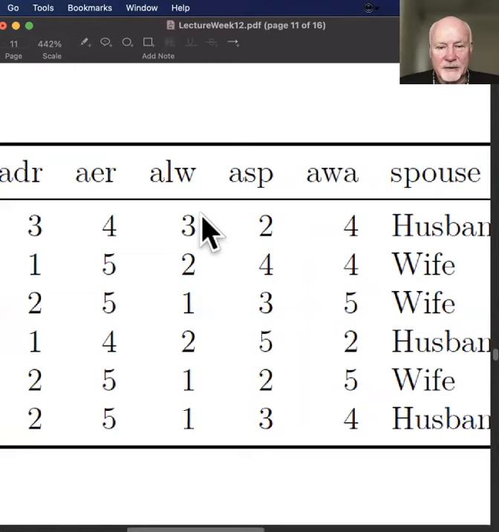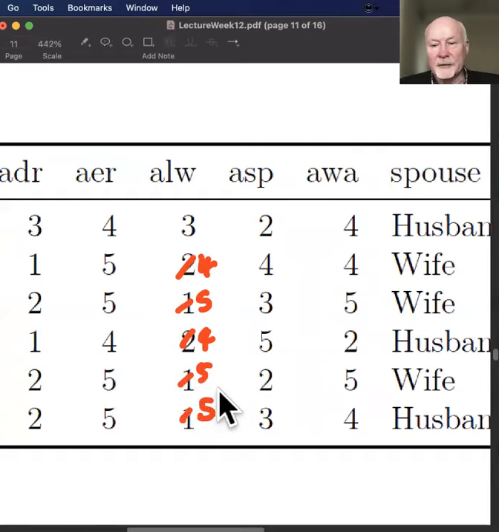So 3 from 6 is 3, so that stays as 3. 2 from 6 is 4, so that becomes 4. 1 from 6 is 5. 2 from 6 is 4. 1 from 6 is 5. 1 from 6 is 5. So that's how you reverse code.